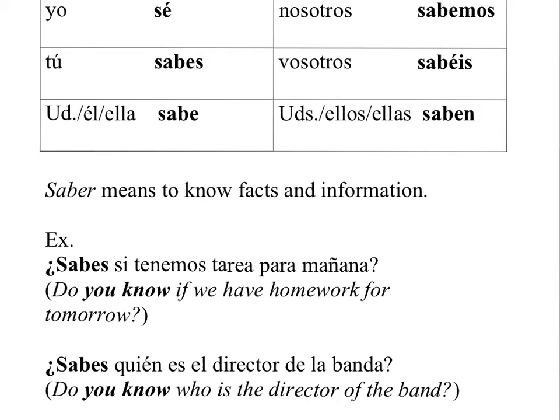Saber means to know facts and information. Let's look at a few examples. ¿Sabes si tenemos tarea para mañana? Do you know if we have homework for tomorrow? So that would be a piece of information. ¿Sabes quién es el director de la banda? Do you know who is the director of the band? Knowing the person's name, that's what they're asking for in that one.